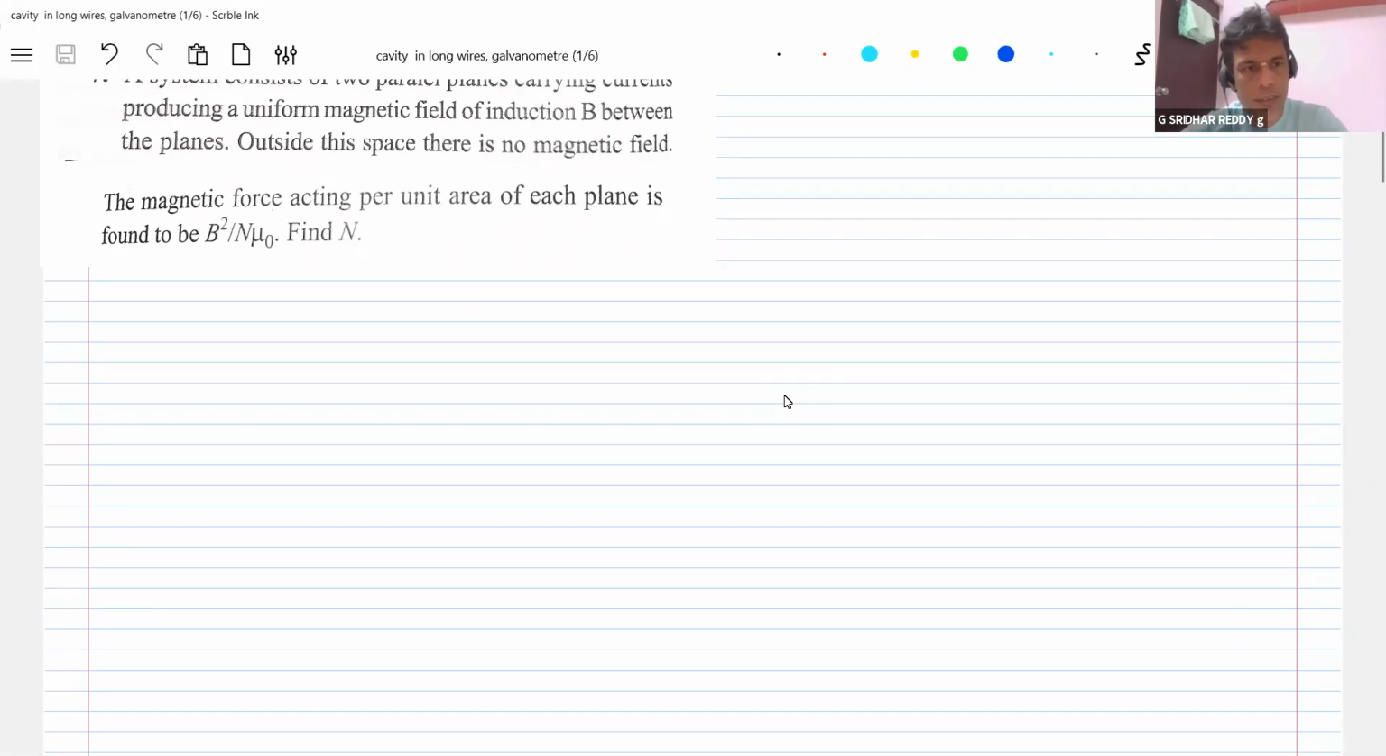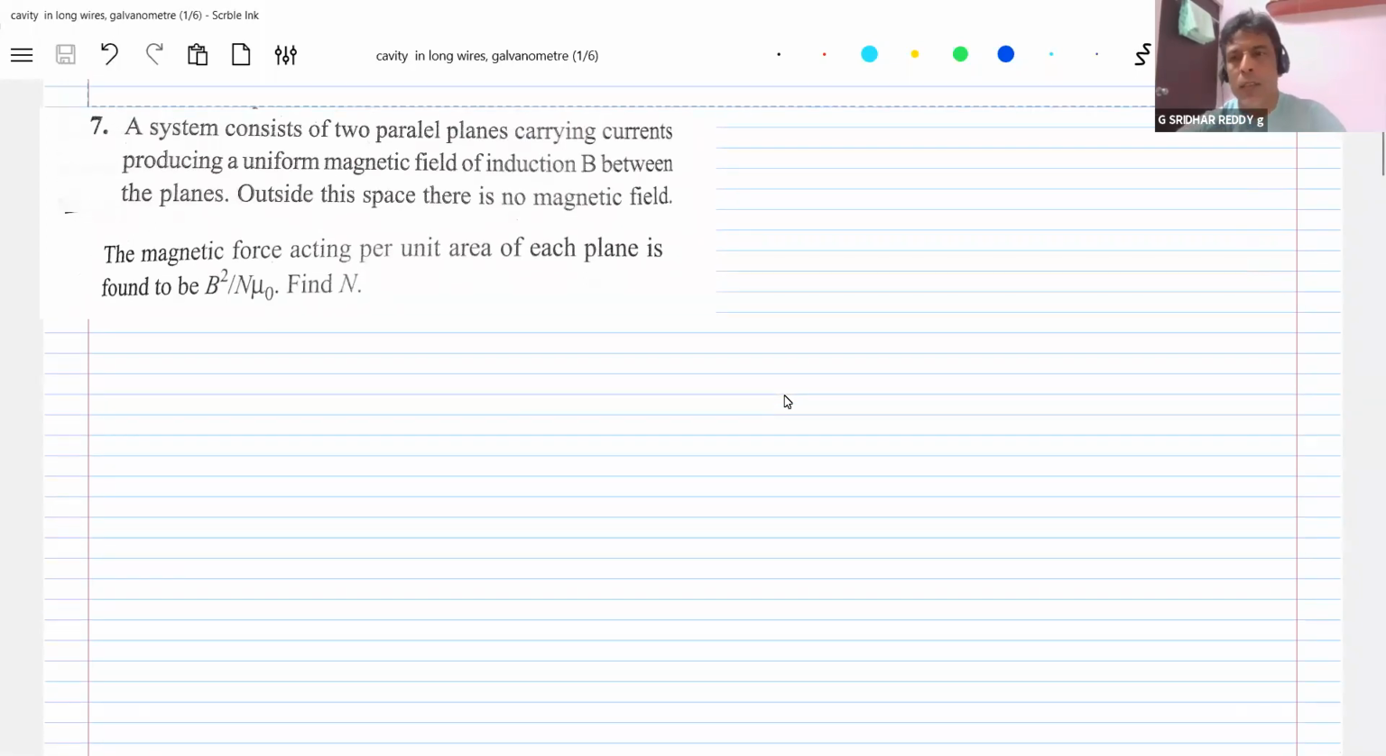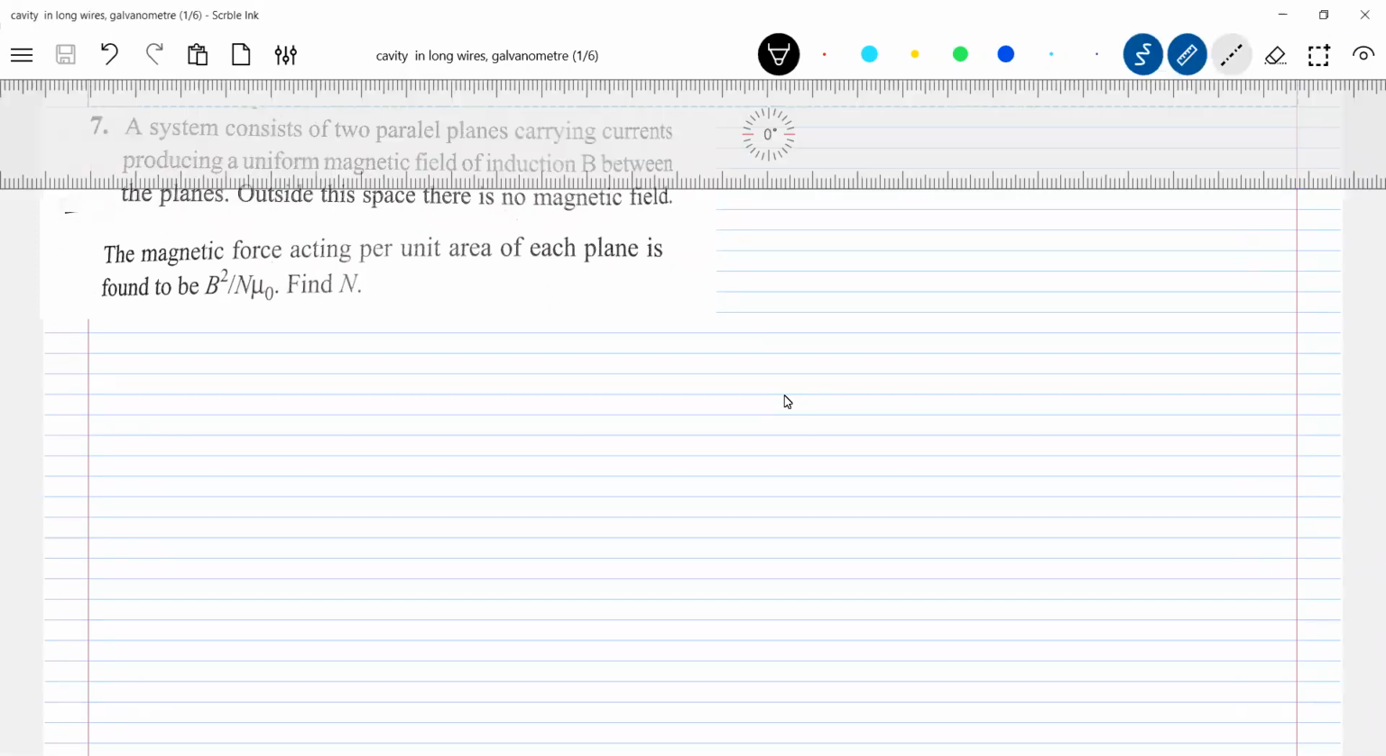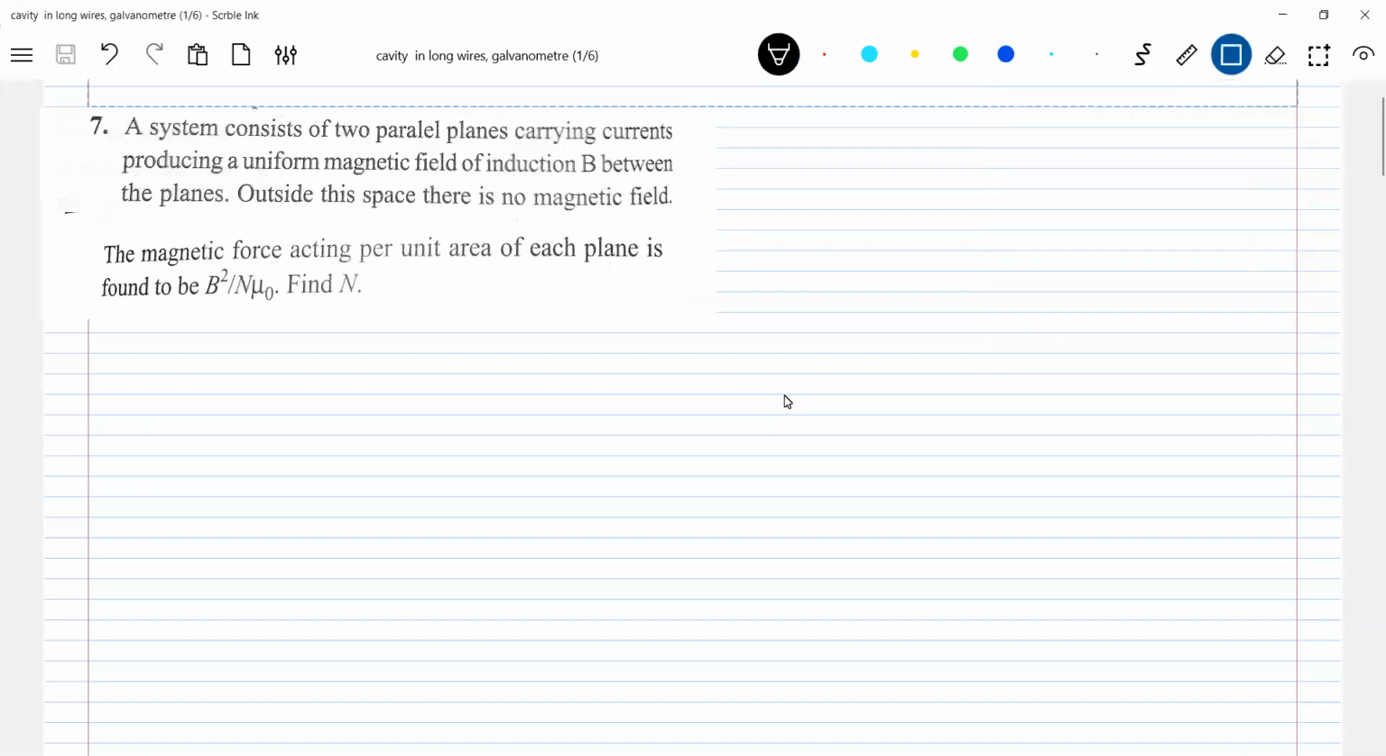Okay, read the question. It says a system consists of two parallel planes carrying current, producing a uniform magnetic field B. Outside these planes there is no magnetic field. So let me take the two planes. We need the magnetic force acting per unit area.